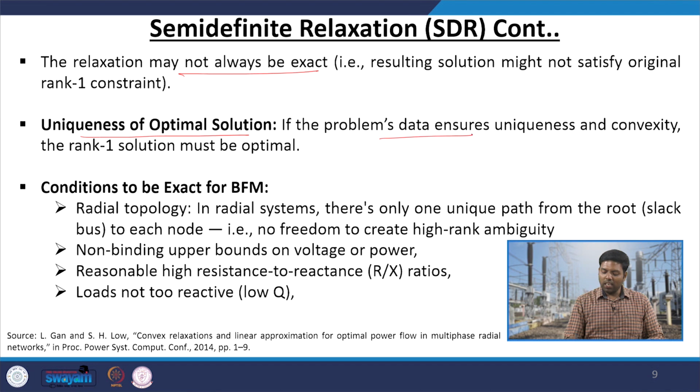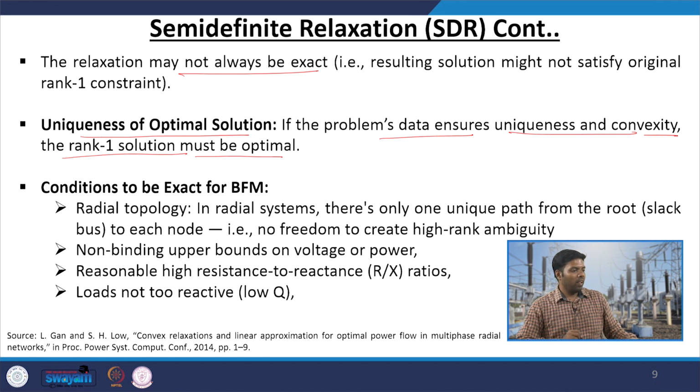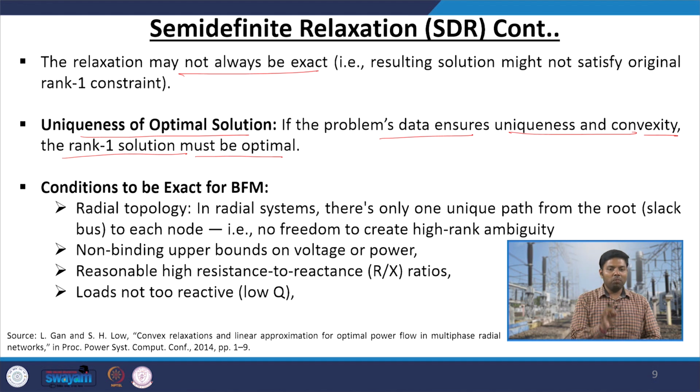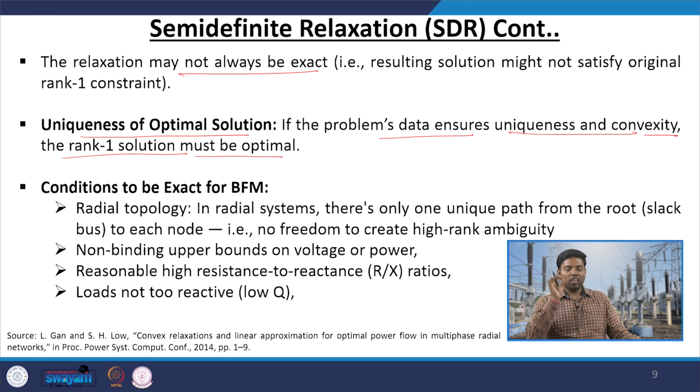The problem's data ensures uniqueness and convexity, so the rank 1 solution must be optimal. That means, if whatever solution you are getting is unique and there is no other solution possible from the problem you solved with particular values of the parameters, then your optimal solution will certainly satisfy your rank 1 constraint.